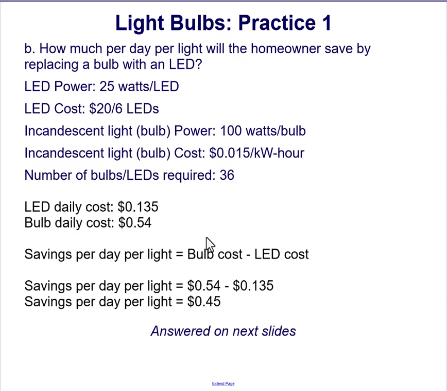Now here we have that the savings per day per light will be the bulb cost minus the LED cost. So the bulb cost is 54 cents right here. So that's the bulb cost. The LED cost is 0.135. We subtract that off, and our final answer is the savings per day is going to be 45 cents per day or $0.45.